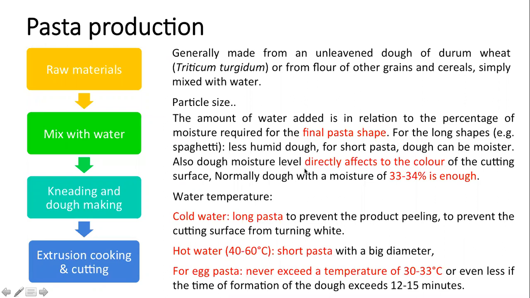Also, dough moisture level directly affects the color of the cutting surface. Normal dough moisture of 33 to 34 percent is enough for pasta, to maintain the shape and also the cutting surface color. You can see the pasta has a color on both sides, like a tube. Sometimes the color is different: the entire product is a little bit whitish gold color, but the surfaces are white. To avoid that, we have to maintain proper moisture control.